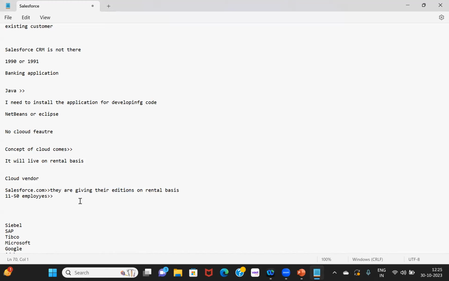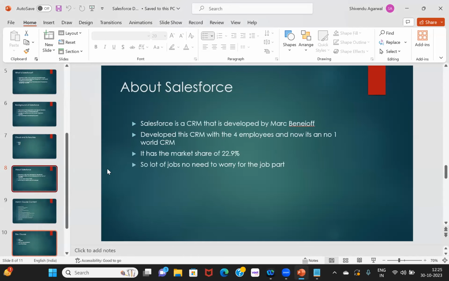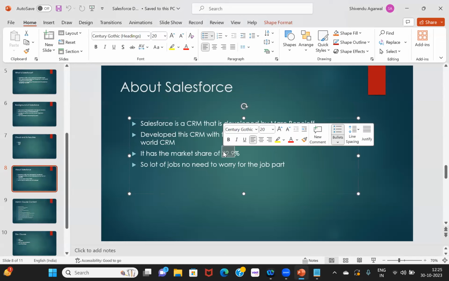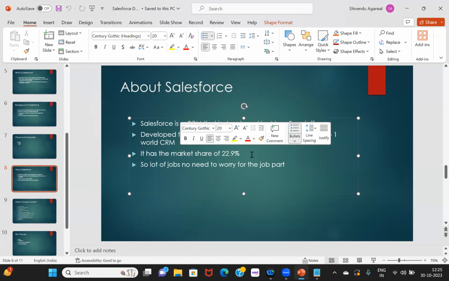Okay, so that's how Salesforce is giving their editions on the rental basis. That is the background of Salesforce. I already told you, it's a CRM developed by Mark Benioff. He developed this with 4 employees, and now lakhs of employees are working on it. And the market share is 22.9%.